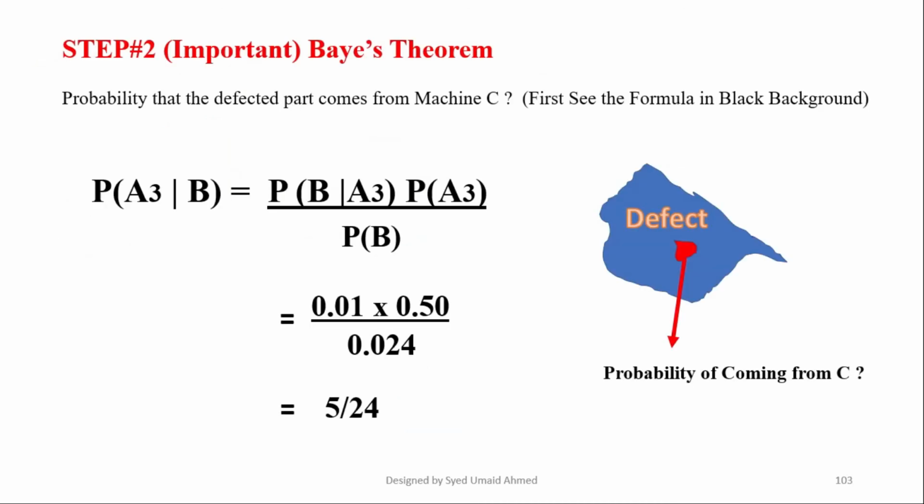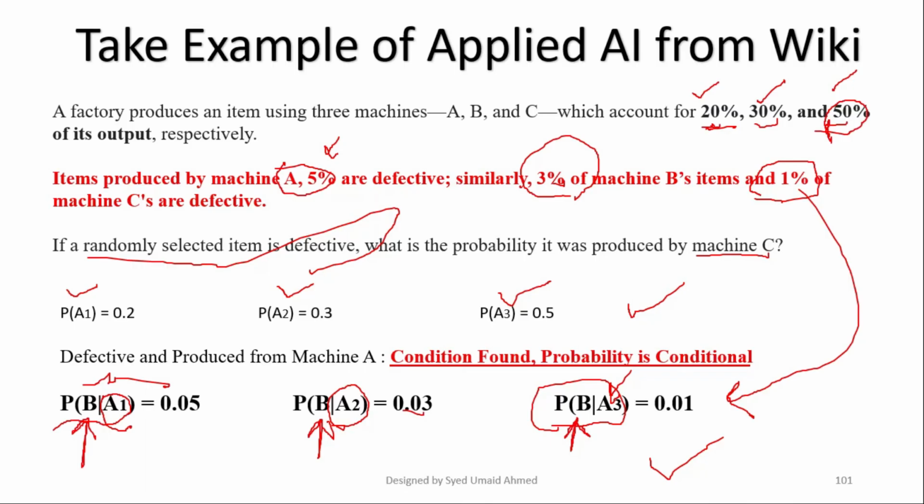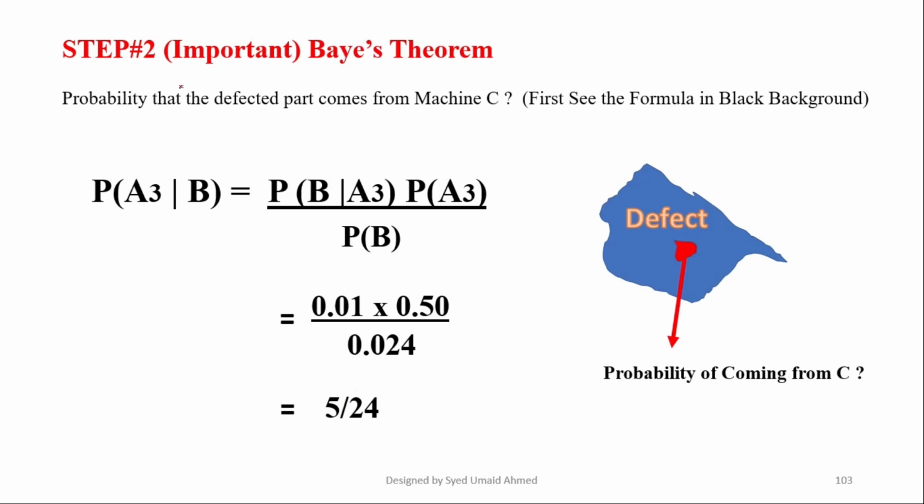I am using the Bayes theorem. The Bayes theorem, for which purpose? I am saying that I have randomly selected the item and it is defective, and what is the probability that it comes from machine C? So I have just copied this formula exactly, and what is the formula saying? That A3, the machine 3, given that the item is defective B. And I have already told you, if you have seen the formula very clearly and understand it by your inner mind, you can always write the formula by yourself.